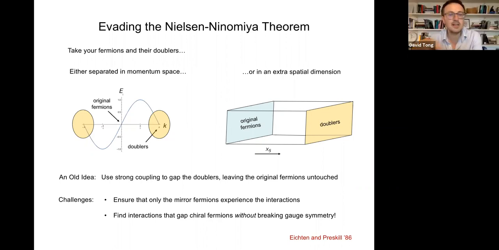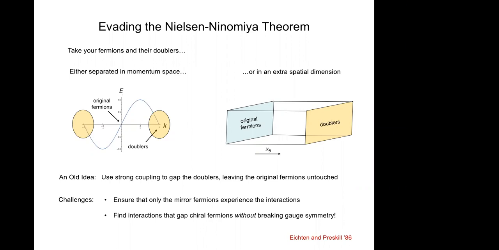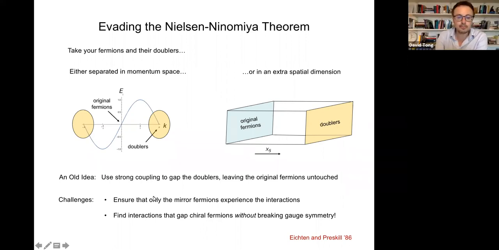Let me tell you about the two challenges, and then on the next slide I'll tell you why things failed, why Zhao Gang's thing has not been proven to succeed, why referees are scathing. I can address all of this. Great. So what are the two challenges? Well, one is to somehow find a way so that only, say, the high momentum modes experience these interactions. So you want to give masses to the doublers, but you want to leave the original guys alone.